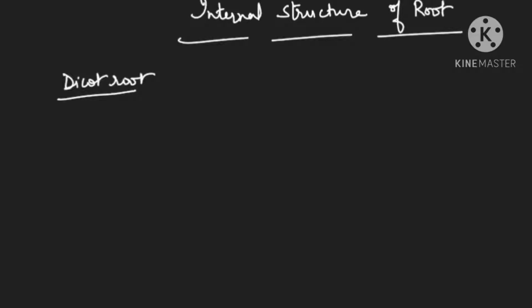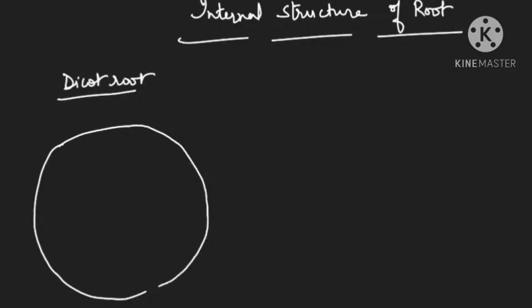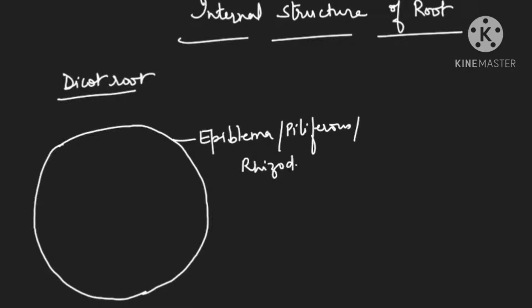See, in the dicot root, the outermost layer, which is known as epiblemma or piliferous layer, is not covered by cuticle and does not have even stomata. It is also known as rhizodermis. So these are the different names of the outermost layer. Cuticle will be absent and stomata will be absent.